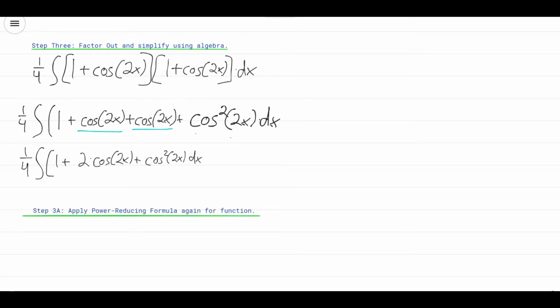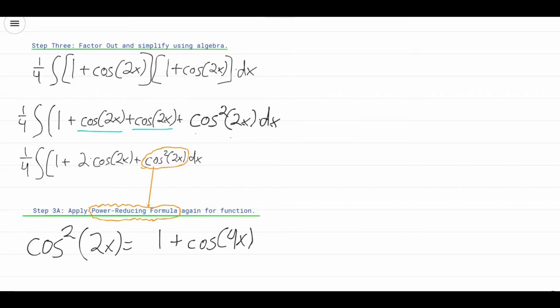Now I'm going to apply the power reducing formulas a second time because we have cosine squared 2x. For this term right here, we're going to apply the power reducing formula again. We have cosine squared 2x, but keep in mind this is cosine squared 2x, not cosine squared x. So instead of 1 plus cosine 2x, this is going to be 1 plus cosine of 4x divided by 2. Why is it 4? Well, because we have a 2x right here where my mouse is, and we do not have an x.